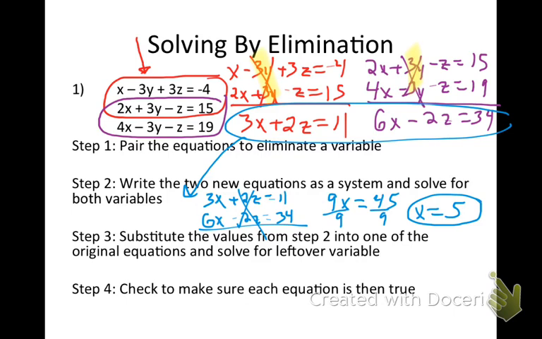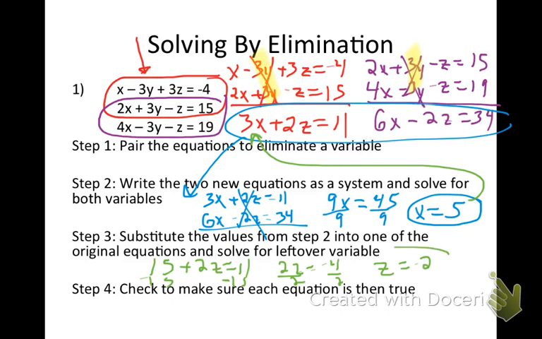I have one answer. Now I'm going to start plugging them back in to where I get another answer. So I'm going to take this x equals 5, and I'm going to plug it into one of my secondary equations here. I'm going to pick this one, the 3x plus 2z. So I plug 5 in for x. Well, that gives me 15 plus 2z equals 11. Subtract 15 over. 2z equals negative 4. Divide by 2. I get z equals negative 2.